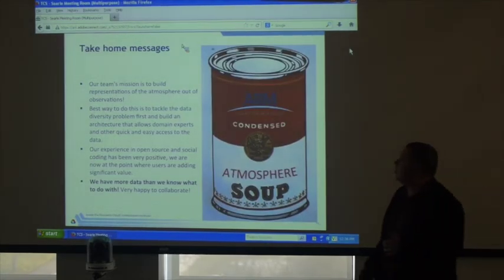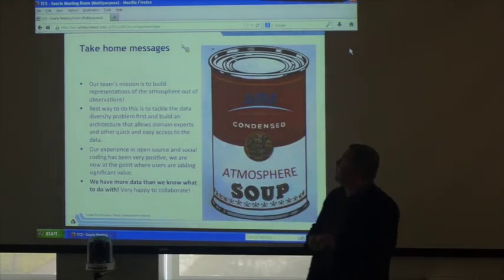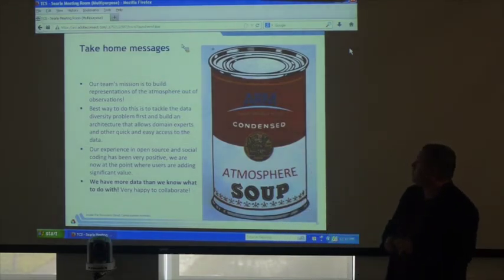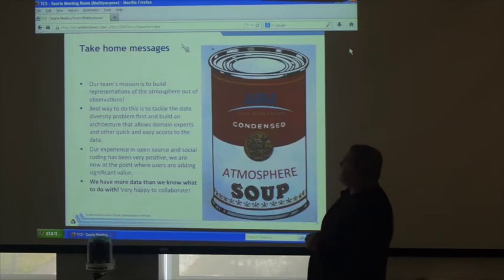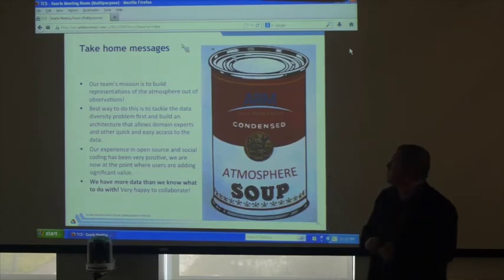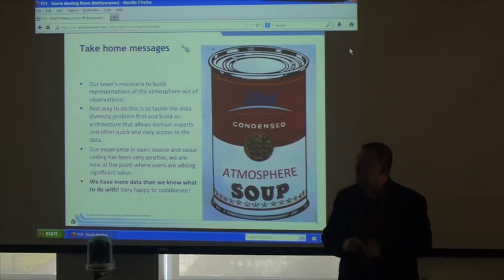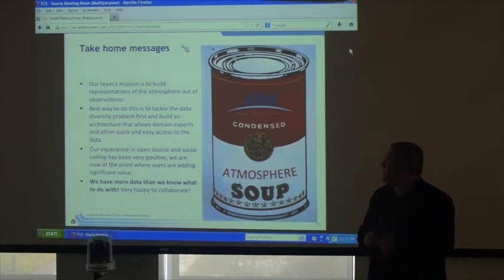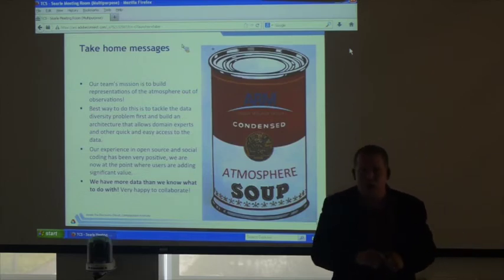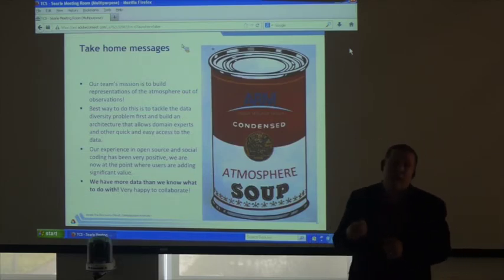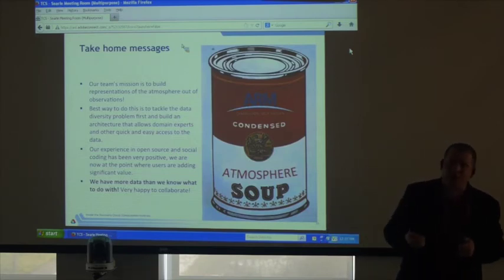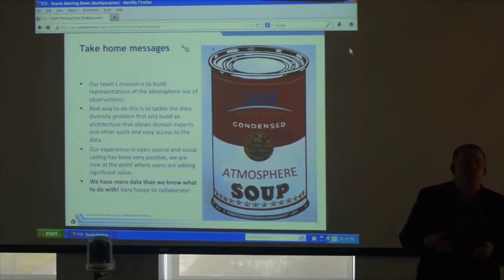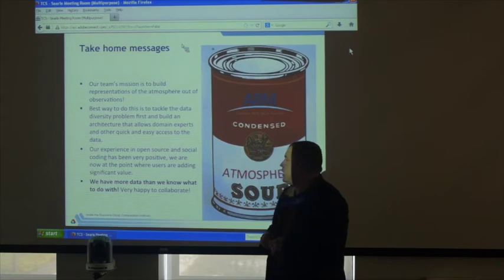So, what are our take-home messages? Our team's mission is representations of the atmosphere out of observation. The best way to do this is to tackle the data diversity problem first, and build an architecture that allows domain experts and others quick access to the data in a good computing environment. Our experience in open source and social coding has been very positive. The work we did to get the code out there and make it robust has paid off. It has made our algorithms, our retrievals, and our work for our DoD sponsor better. We have more data than we know what to do with.